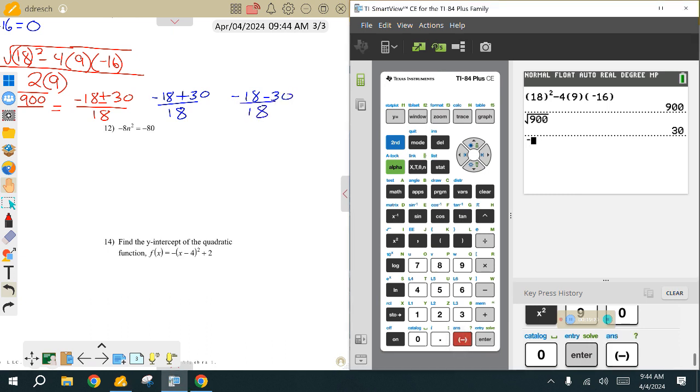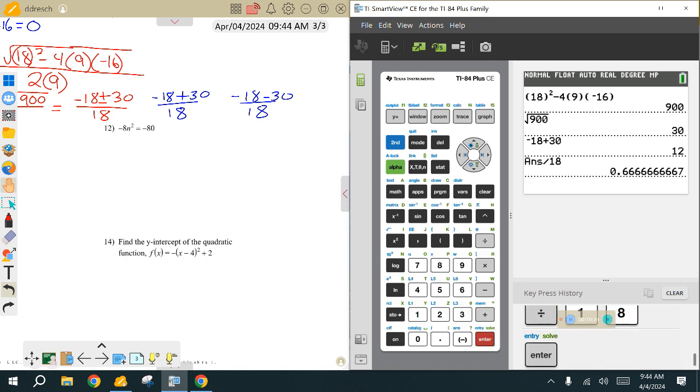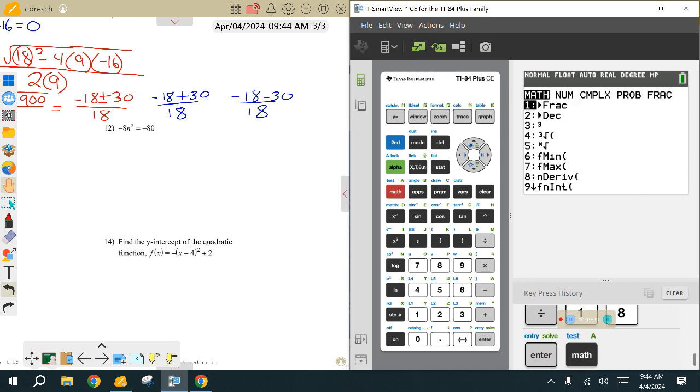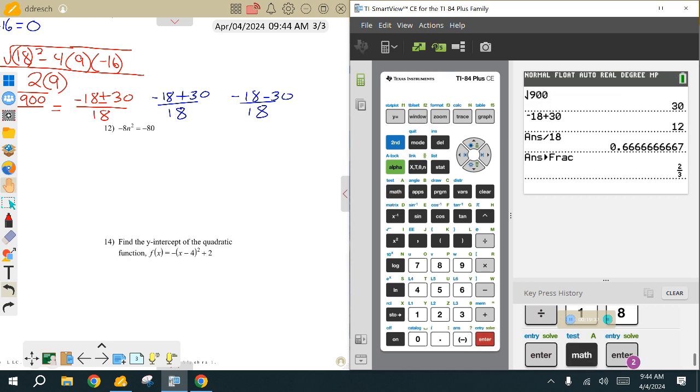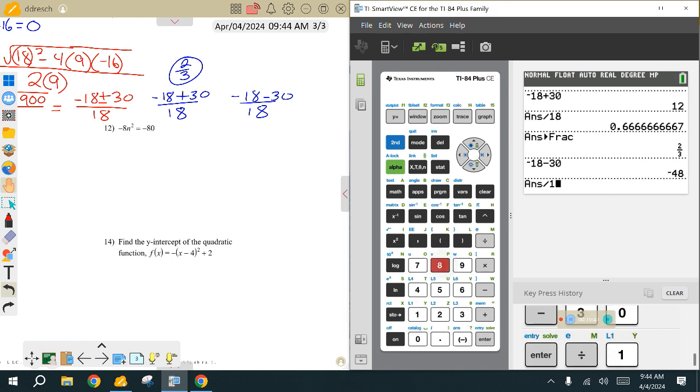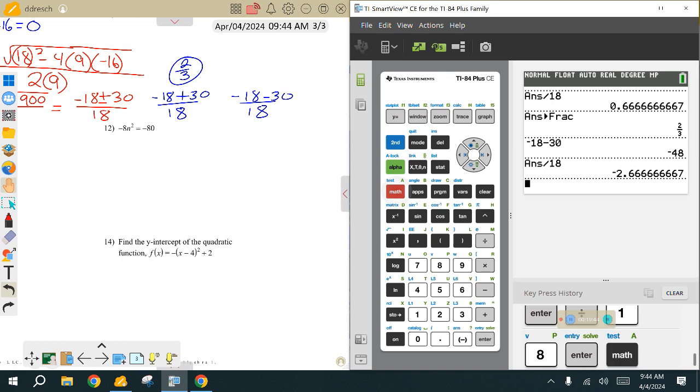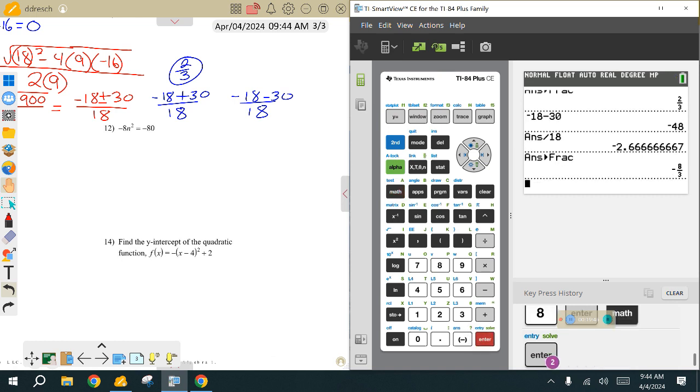Okay. Calculator's your buddy. Divided by what? 18. First answer is ugly, so we change it to a fraction. Somebody got 2/3. And on the second one, negative 18 minus 30 divided by what? 18 again. Again, ugly. Fraction says somebody get negative 8/3. Those are my 2 solutions.